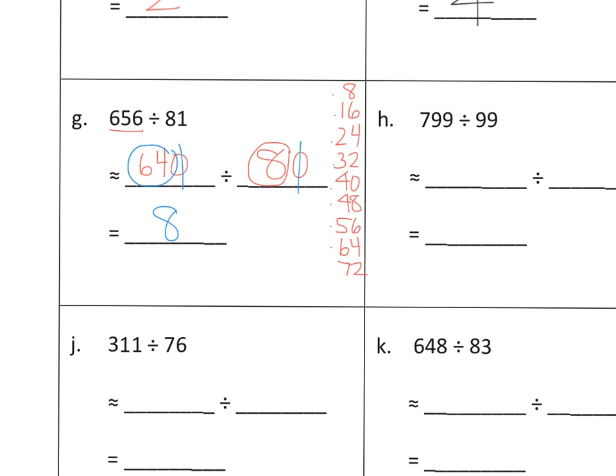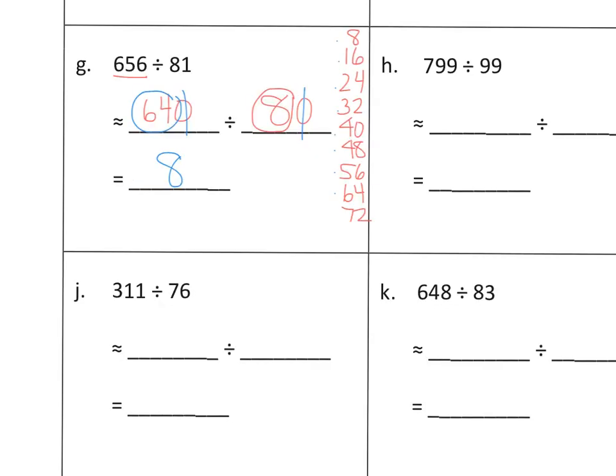So sometimes we don't get a perfect number that's going to match part of the number in the dividend, the bigger number. We just kind of have to find what's close to, like 64 was close to 65 for us to be able to round down and find what we call basic math facts.